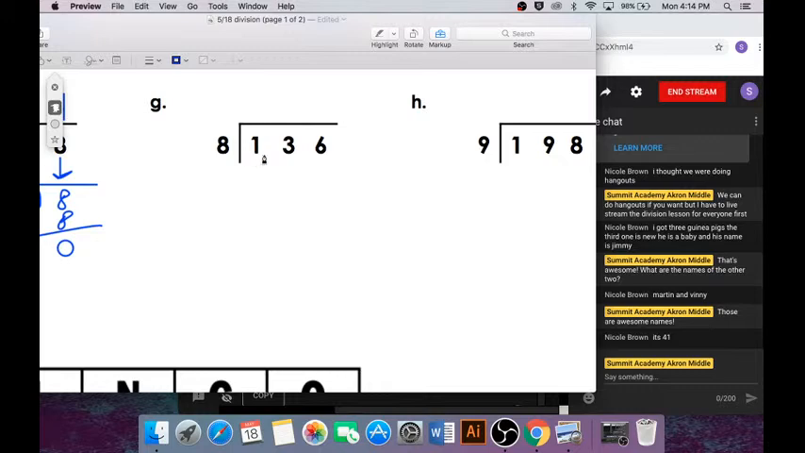8 doesn't go into 1, so we're going to move over and see how many times 8 goes into 13. 8 goes into 13 one time. 1 times 8 is 8. We're going to subtract. So we have 13 minus 8. That gives us 5. We're going to bring down our 6.